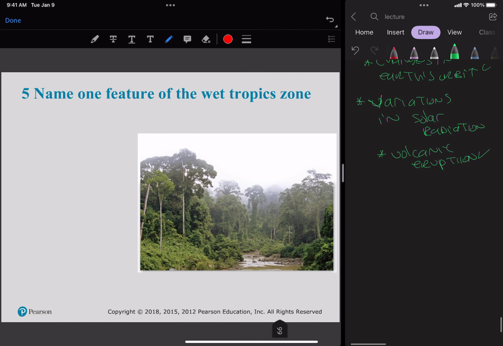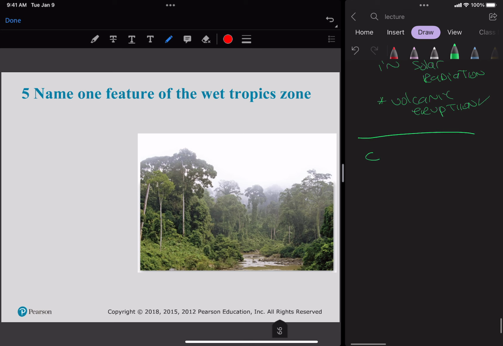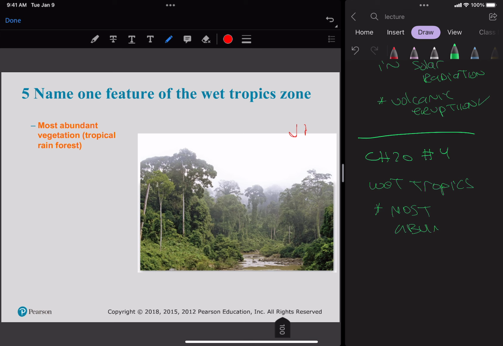Okay, next question. Chapter 20, number 4. What are some properties of the wet tropics? As far as the picture is concerned, that was a hint, you have the most abundant vegetation.